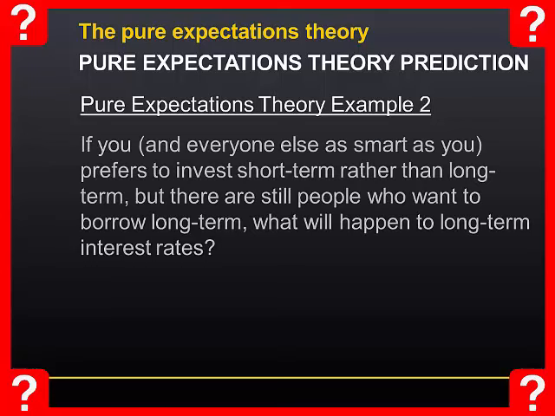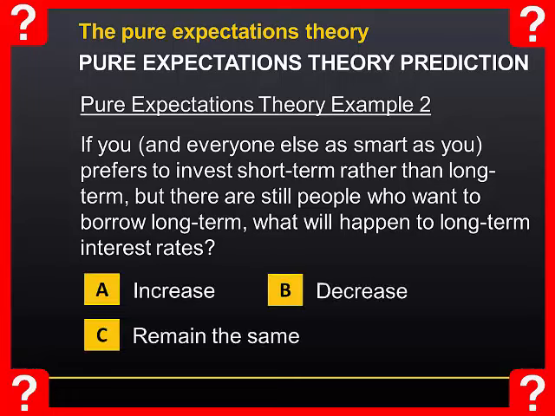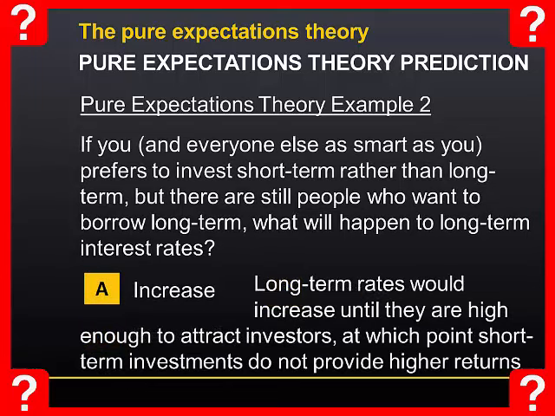Thinking this through further, if as a result of what we've just discussed, you and everyone else is just as smart, decides that they prefer to invest short-term rather than long-term, but there are still people who want to borrow long-term, so what will happen to long-term interest rates? Will they increase, decrease, or remain the same? We would expect long-term rates to increase until they are high enough to attract investors. At that point, short-term investments do not provide higher returns.